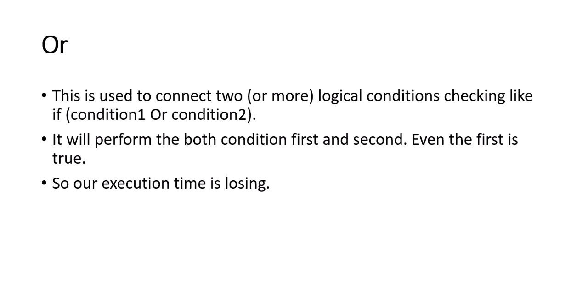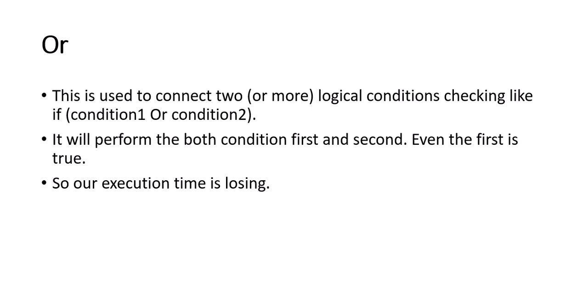And the last one is the Or operator. This Or operator is used when you want to check either of the conditions. For example, if condition 1 or condition 2 is true, then perform this action. In that type of scenario, you can use the Or operator. It will perform both conditions, first and second. Even if the first is true, it will perform the second condition.